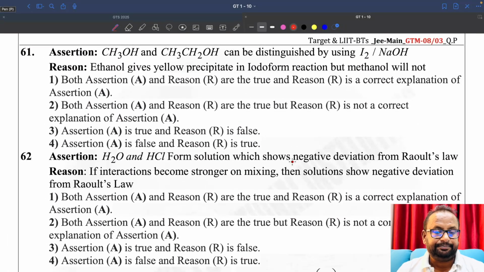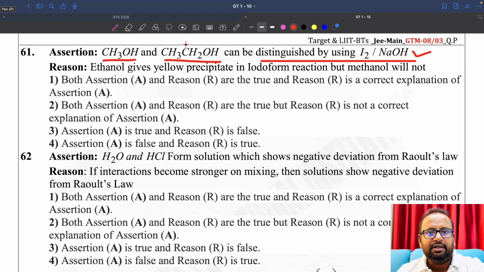61st question. Methyl alcohol and ethyl alcohol can be distinguished by iodoform test. Yes, correct statement, because ethyl alcohol gives you the iodoform test, but methyl alcohol won't give the iodoform test. Reason: ethanol gives yellow PPT in iodoform reaction, but methanol won't. Yeah, both are correct. Both statements are correct. Option 1 is the right one.